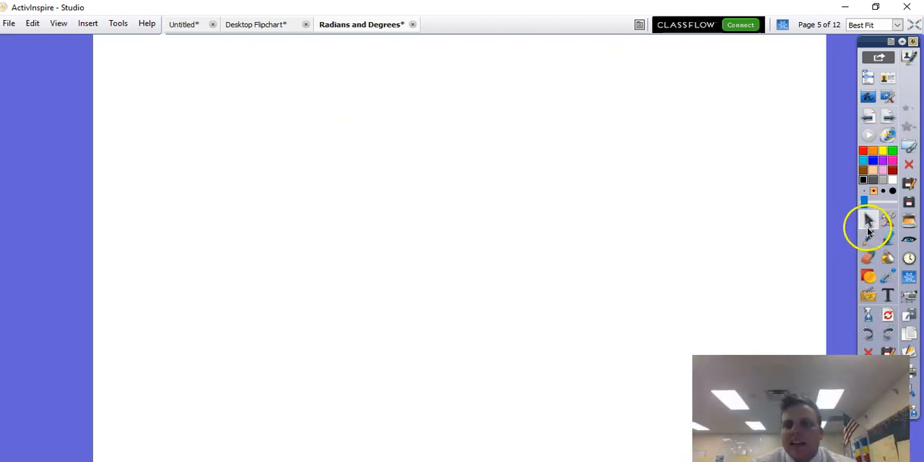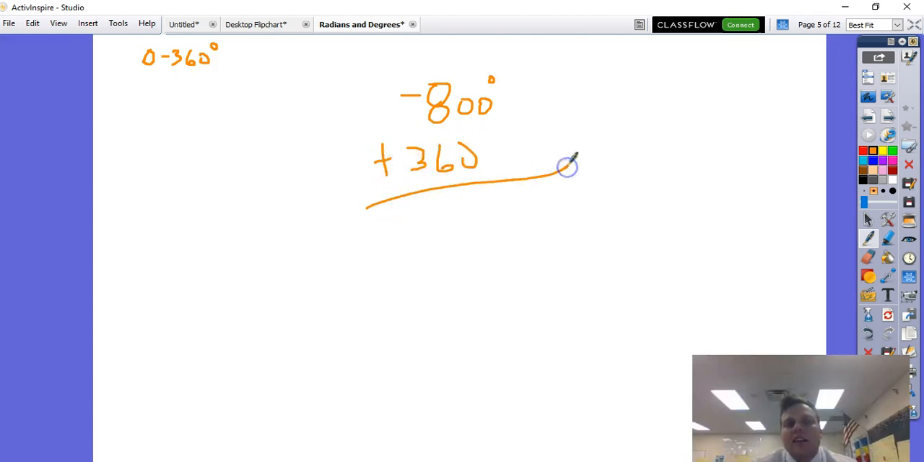All right, let's do one more. Let's say that I give you an angle of negative 800 degrees. And I say I want you to find a coterminal angle that is between 0 and 360 degrees. Well, right now it's negative 800. What am I going to have to do to make sure I get coterminal angles but get it to be in between here? That's right, I'm going to start by adding 360.